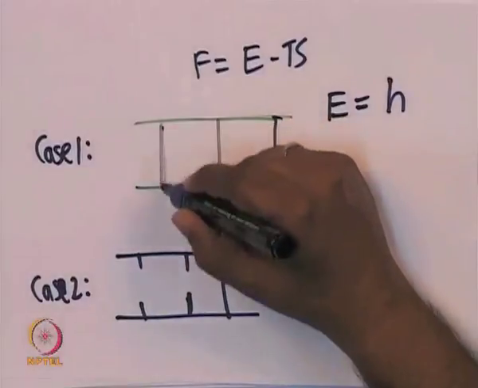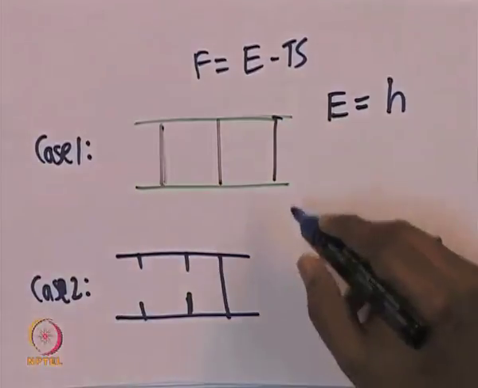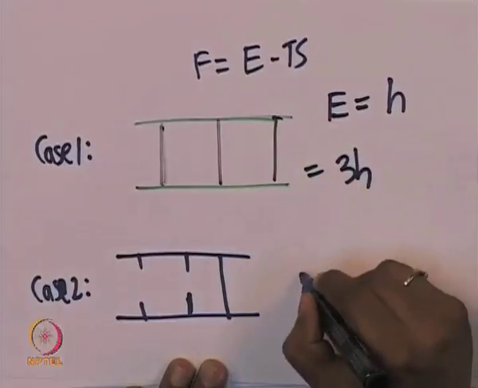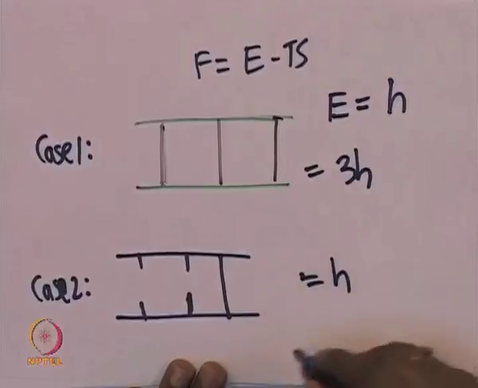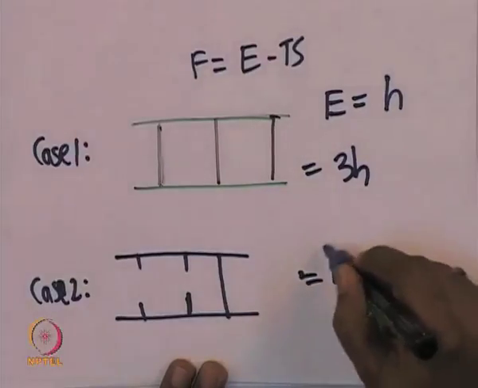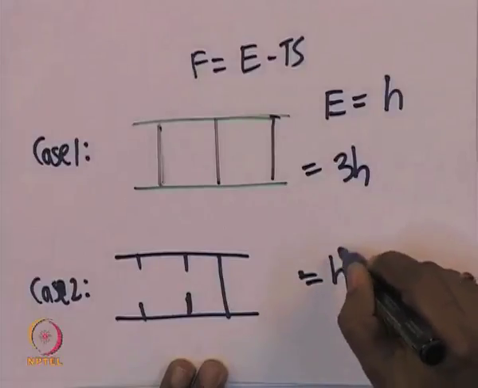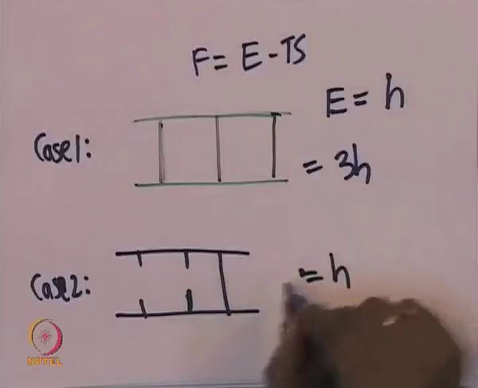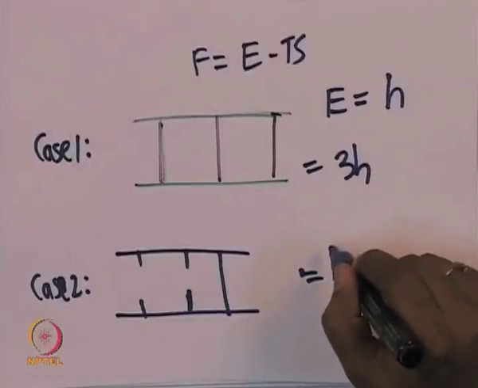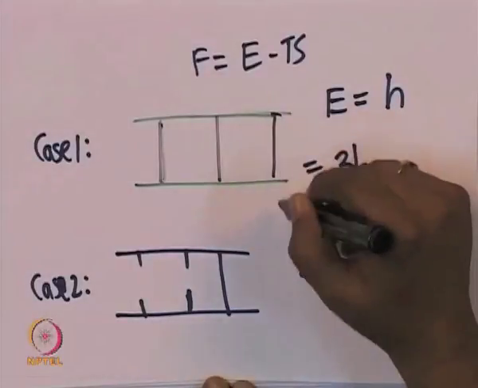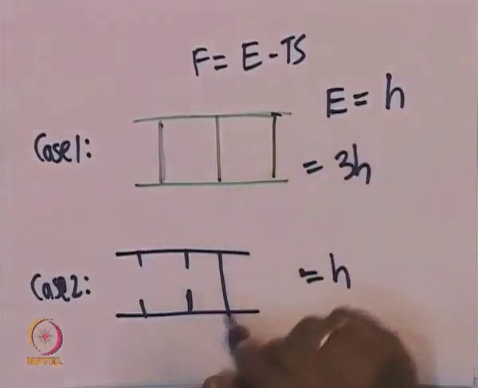So, if there is a bond, that will gain an energy H. So, this has an energy 3 H. This is an energy H, case 1, because there is only one bond here. Energy H is the energy per base pair. If there is one base pair, that is the energy gain of H. And if there are 3 base pairs, the energy is 3 H.